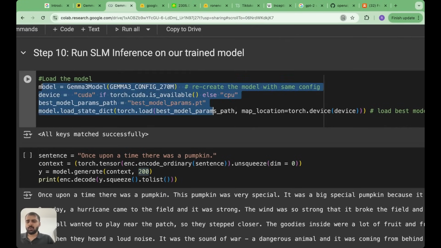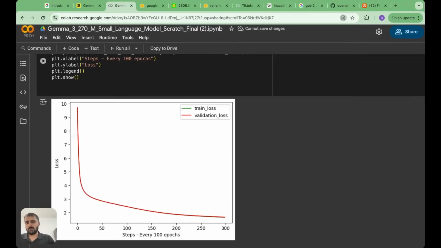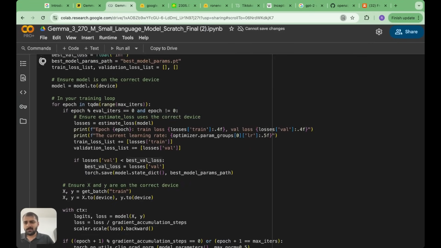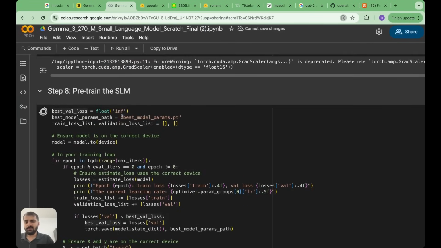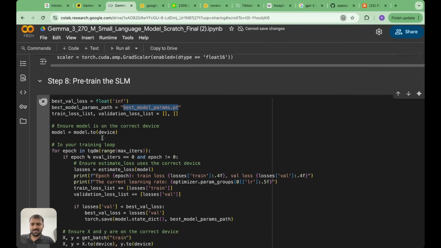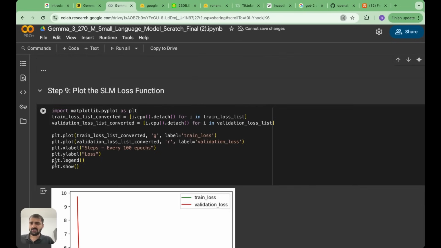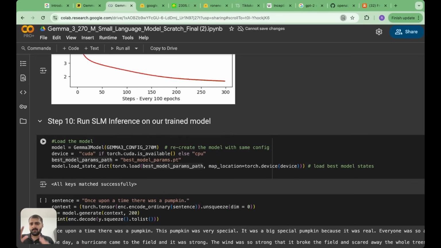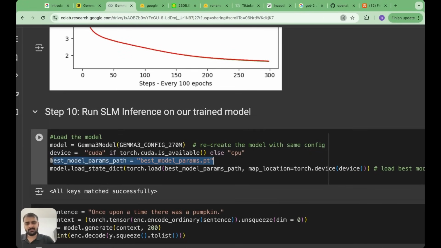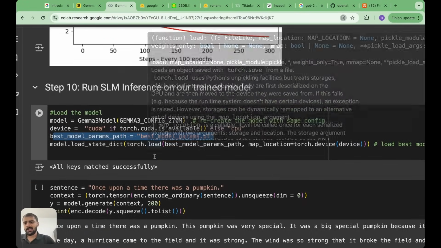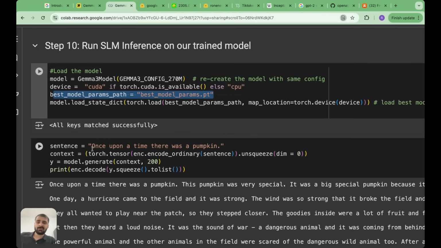Here I'm also showing you how to load the best model parameters. We have a file called best model params.pt. This file will ultimately save those parameters which give the lowest loss. So even if you close this session after the training is done, next time when you come, all you have to do is load these best model parameters, and then you can generate new tokens from this model. My sentence which I passed is: once upon a time there was a pumpkin.